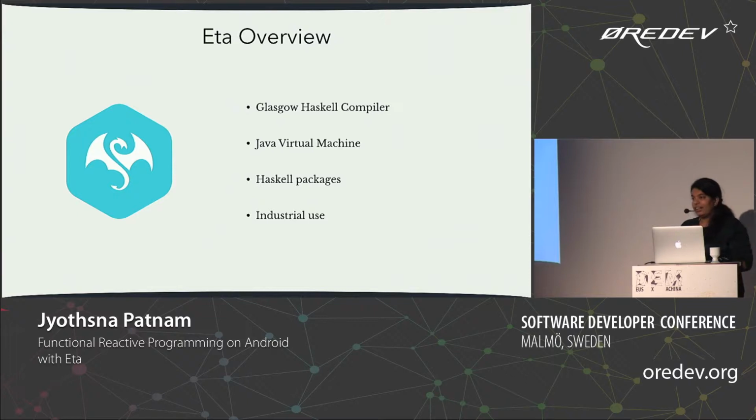Before implementing a simple example in ETA, I would like to talk to you a little bit about what ETA is. ETA is a fork of the Glasgow Haskell compiler that runs on the Java virtual machine. Most of the Haskell packages run without any changes in ETA, and a few packages compile with few modifications. And our focus with ETA is to make it as effective as possible for industrial use.